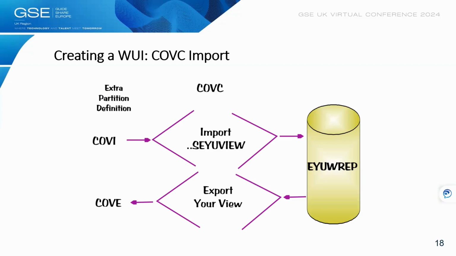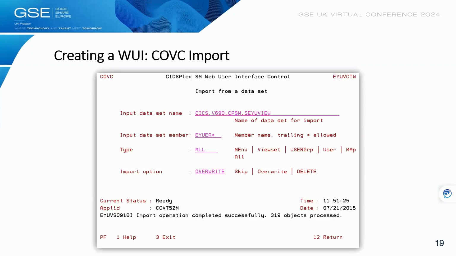So normally you do this with a COVC transaction running in CICS. And when you run COVC, you can import directly from a data set, which is why I don't use the transient data destinations anymore. You put in the input data set name here that contains the views, and it comes in a data set called SEYUVIEW. If you're doing it in English, then you want to use EYUEA*, right?